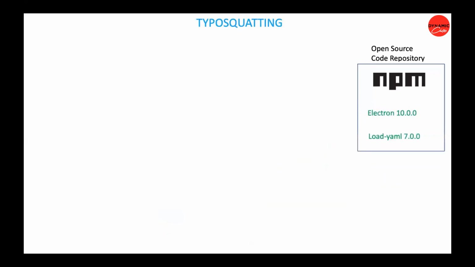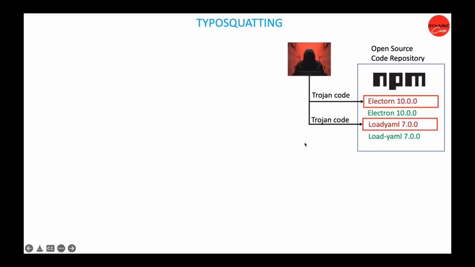The next attack is what's called typosquatting. Now, in an open source repository, there are a number of packages. So these are actual package names. Okay, one is called Electron, the other one is Load YAML, and these are the version numbers. So this exists in the repository. So what the attacker did was he added 2 more packages into the open repository, right? And he named them Electorn 10.2 and LoadYAML without that hyphen 7.2. And these are Trojan packages.